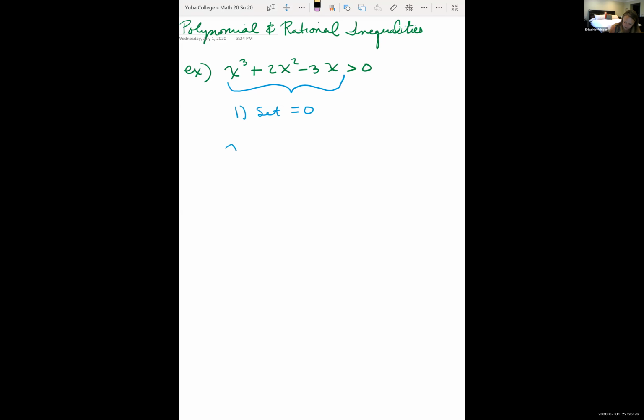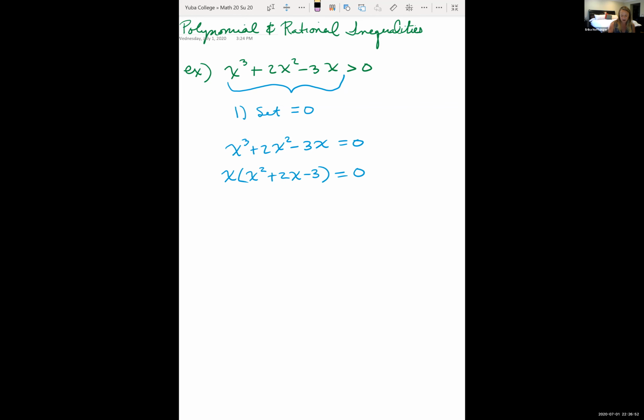So I'm looking at x cubed plus 2x squared minus 3x and trying to figure out when this is equal to 0. So let's try to factor it. Here, x is in common for all three terms, so we can pull out an x. We have x times (x squared plus 2x minus 3), and that is all equal to 0.